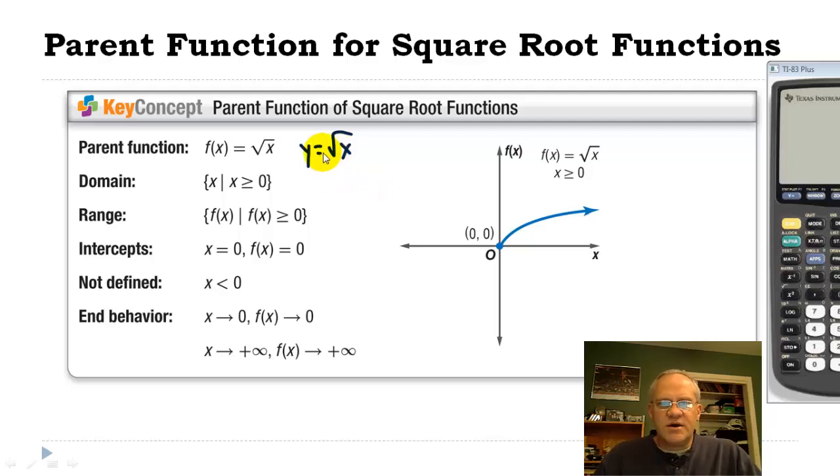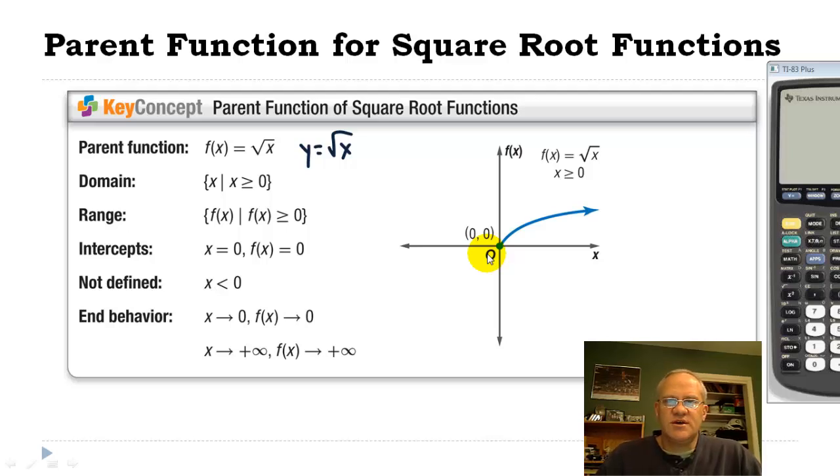And so a couple things about that. The parent function y equals square root of x starts at 0, 0, and then it goes up on a curve like that. It does not go past 0, 0. If you type something in your calculator, all the values past this that you think might continue down this way, it all says error, error, error.